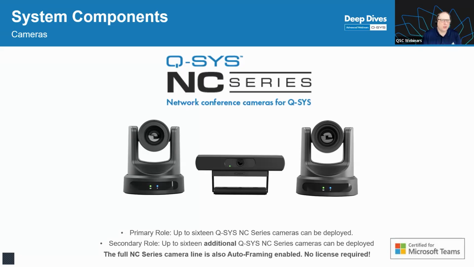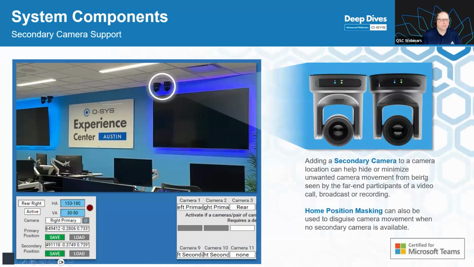Each one of those plugins used in your design can accommodate up to 16 QSC Q-SYS NC series cameras in a primary role. An additional 16 can be used as a secondary camera, and the NC series cameras can also utilize auto framing and ACPR together for the best experience possible. So we've got 16 primary cameras and we can have 16 secondary cameras.